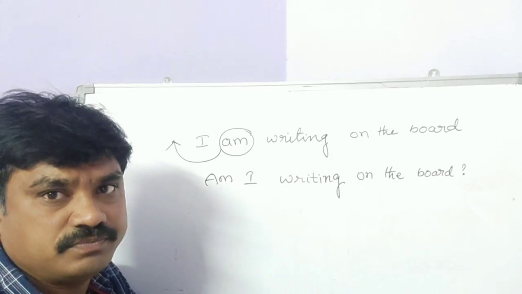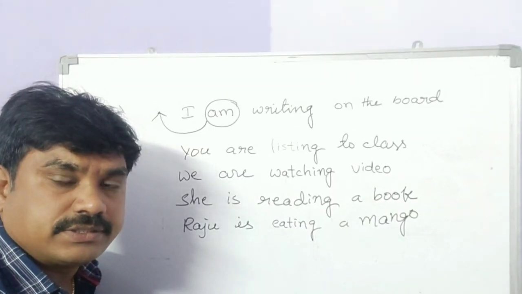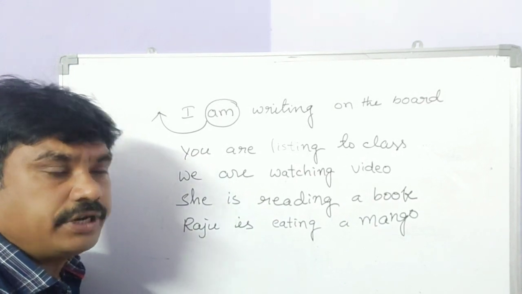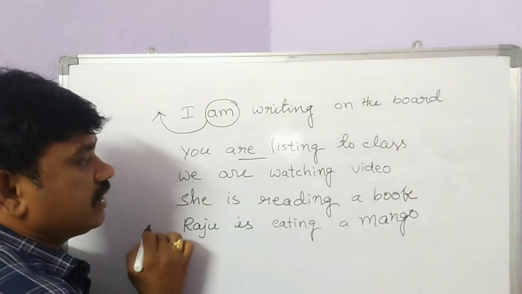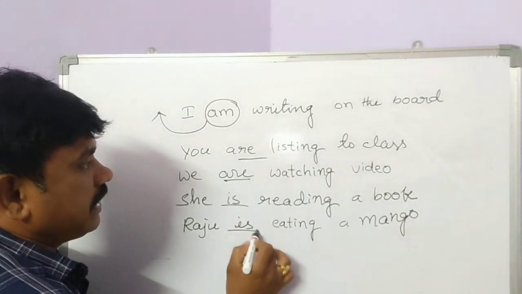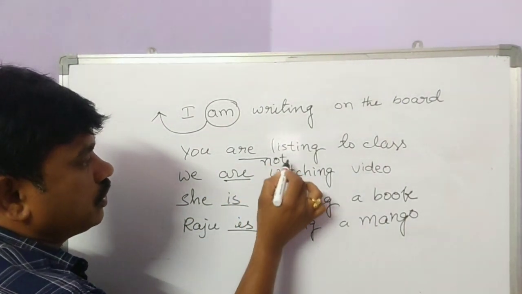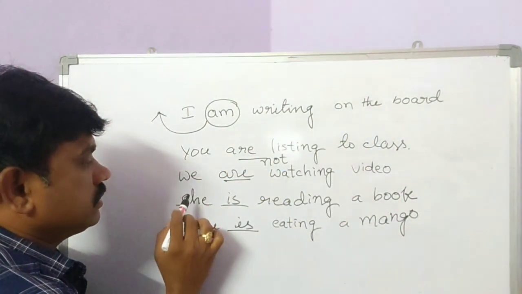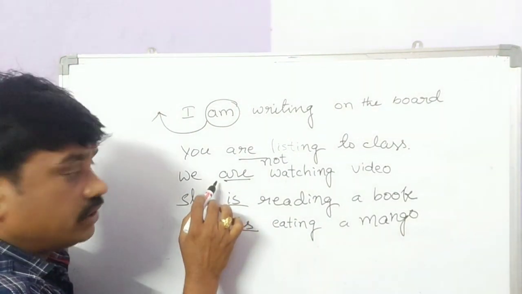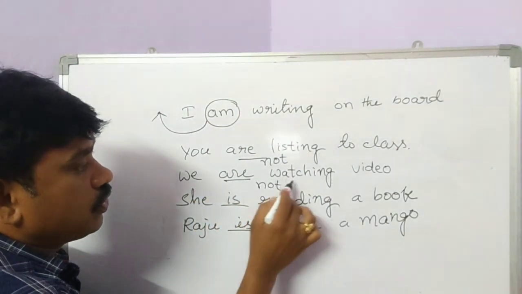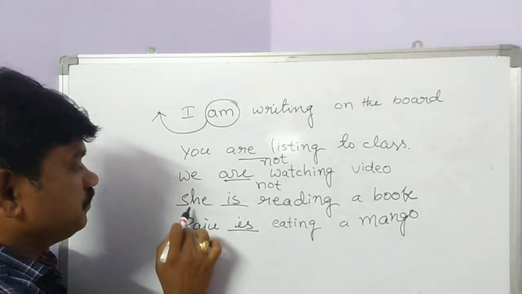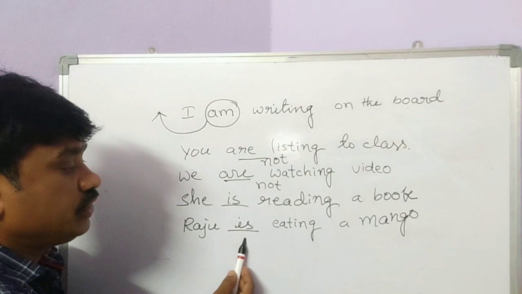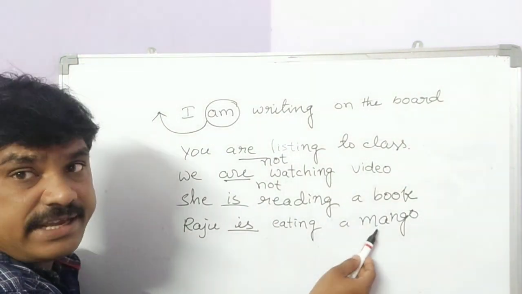Very simple. Okay, all the sentences we can simply change into negative sentences. After the helping verb, we have to write not. Now, you are not listening to the class. We are not watching the video. She is not reading a book. Raju is not eating a mango.